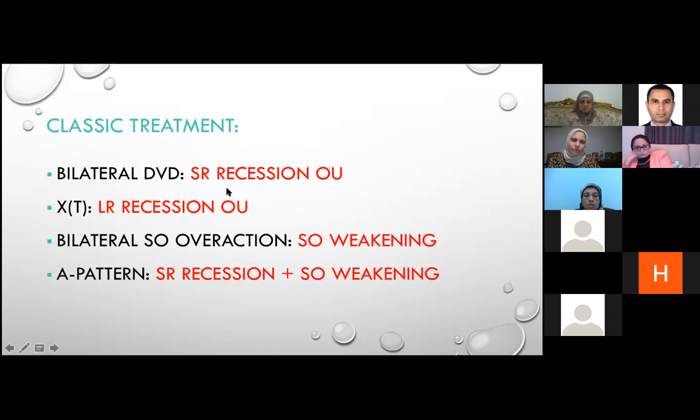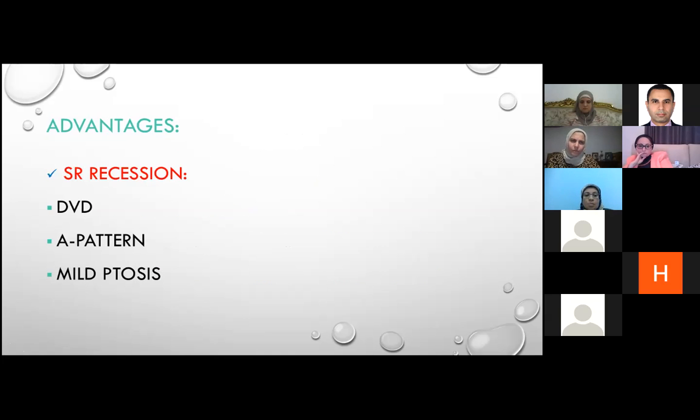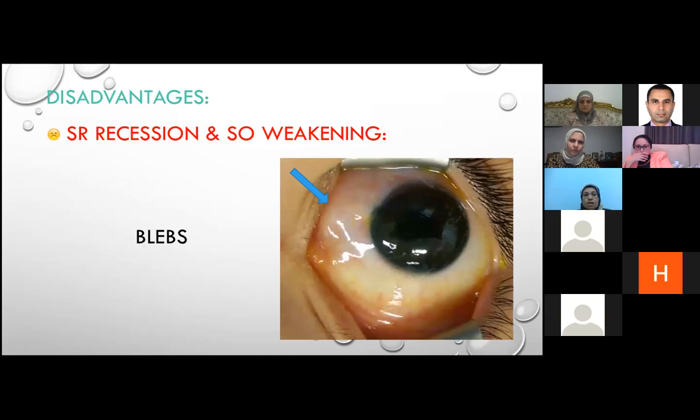The treatment for DVD is superior rectus recession bilaterally. For the XT, it is lateral rectus recession bilaterally, and the A pattern can be corrected by both superior rectus recession and superior oblique weakening. Superior rectus recession has the advantage of correcting the DVD, the A pattern, and the miosis by reducing lid retraction. However, superior oblique weakening has the advantages of correcting the superior oblique overaction and the A pattern. However, superior rectus recession and superior oblique weakening would compromise the blebs which were functioning for this child.